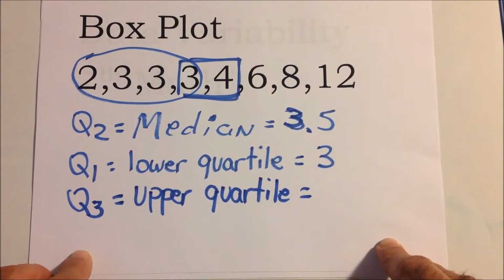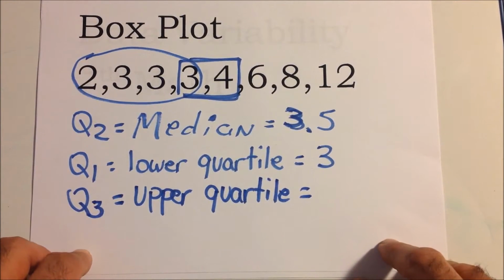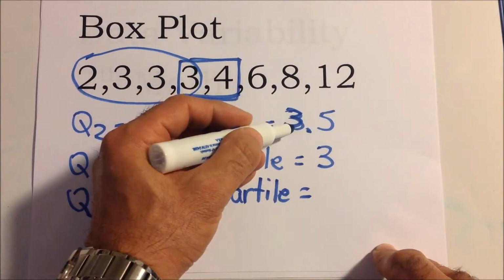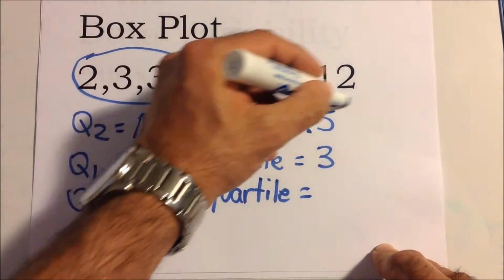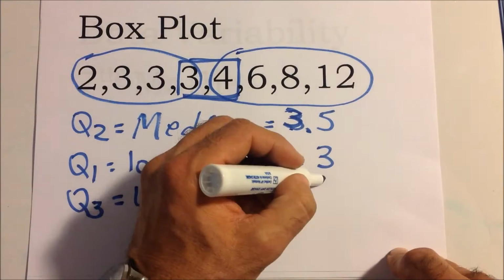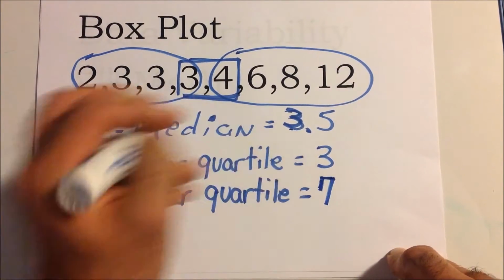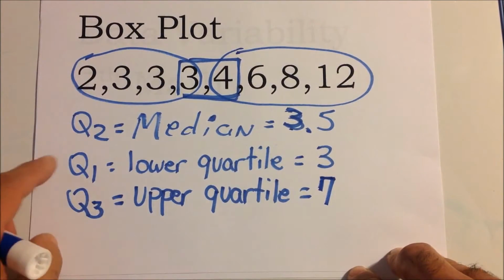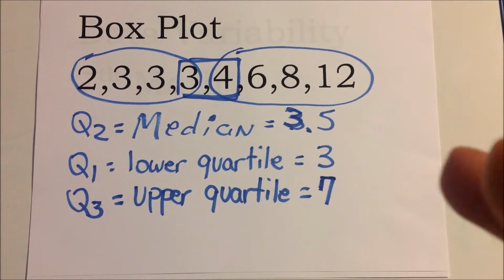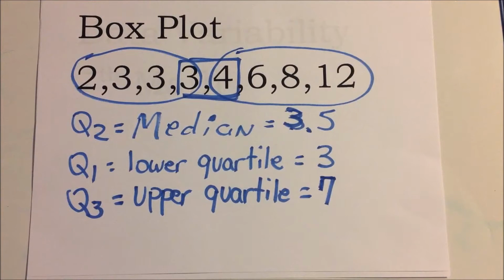Now the upper quartile is the median of the numbers to the right of the median. So again, the median was 3.5, and these numbers are to the right. And we want to find what is the median of those numbers. So 6 and 8 are in the middle. You have to add 6 and 8, divide by 2, and the upper quartile will be 7. So now we have Q1, Q2, and Q3. Now you should rewind the tape if you didn't understand that.